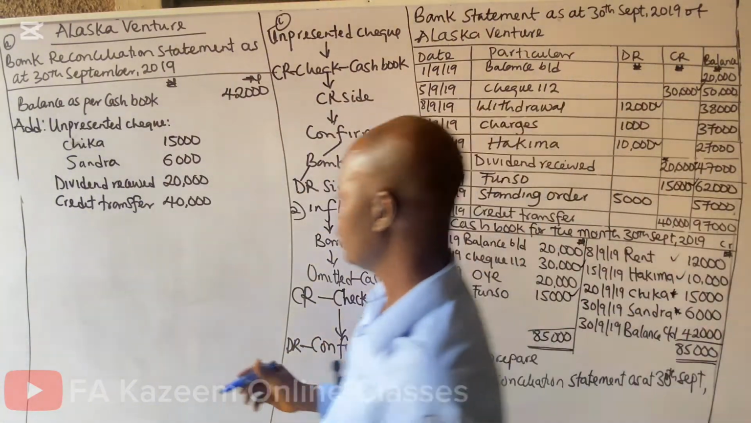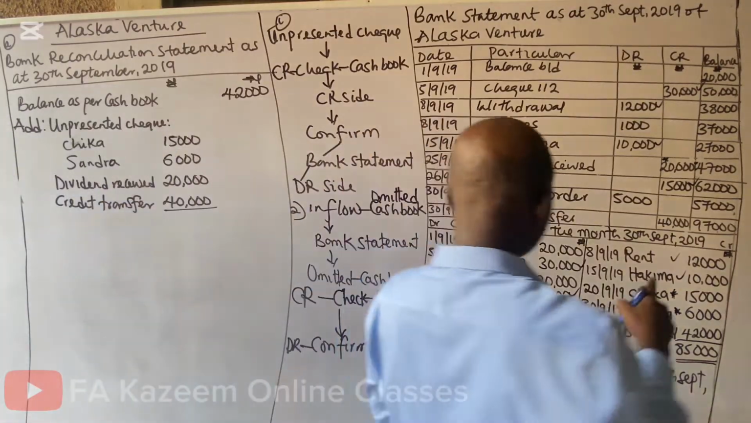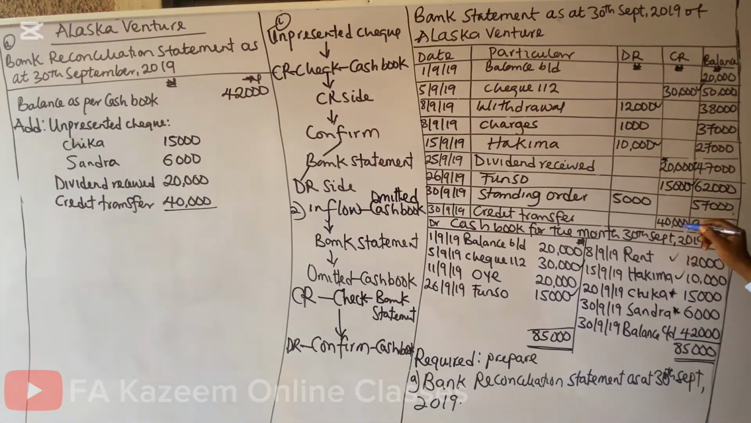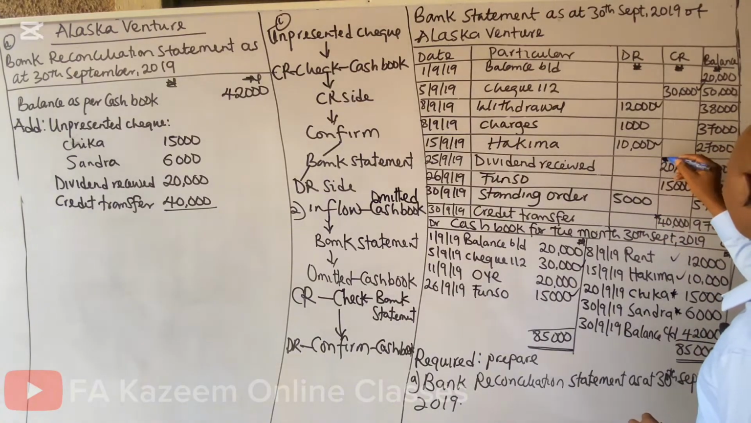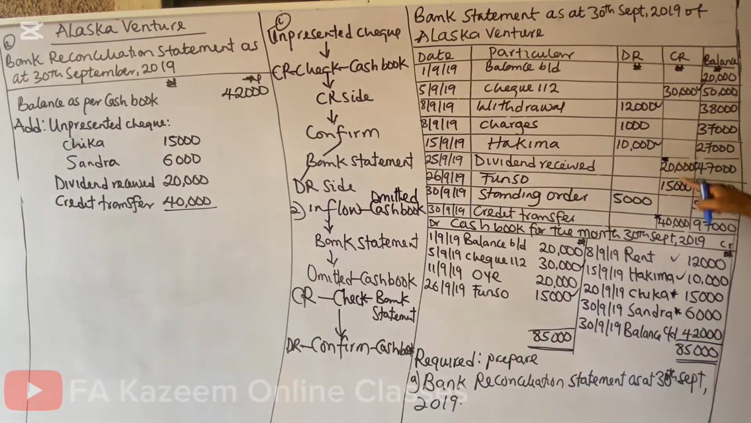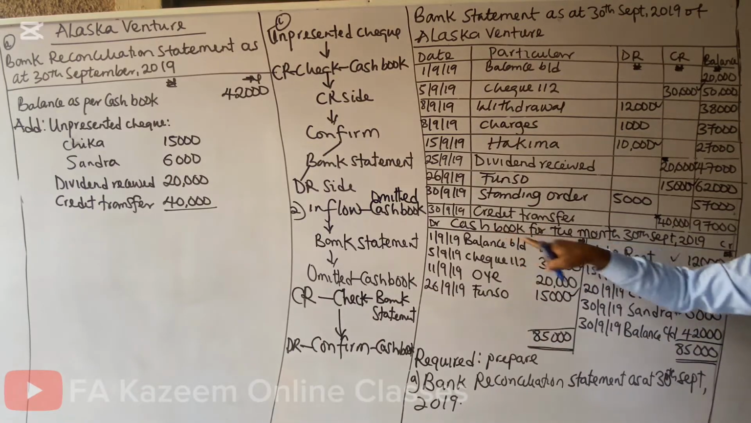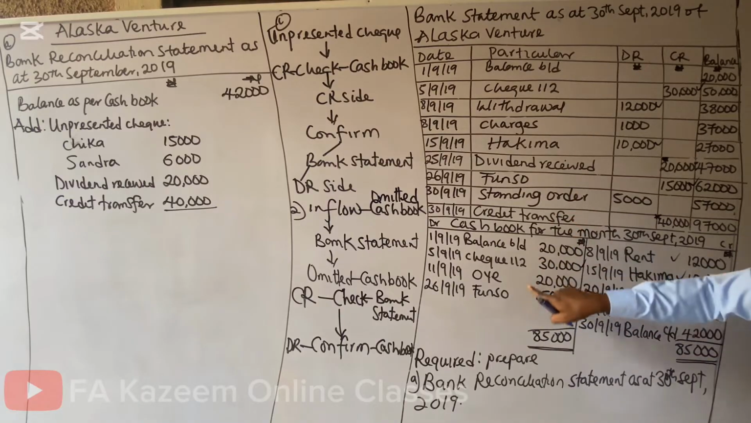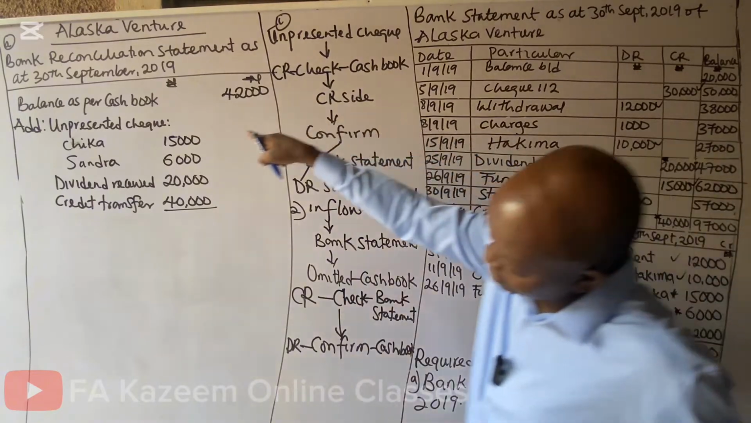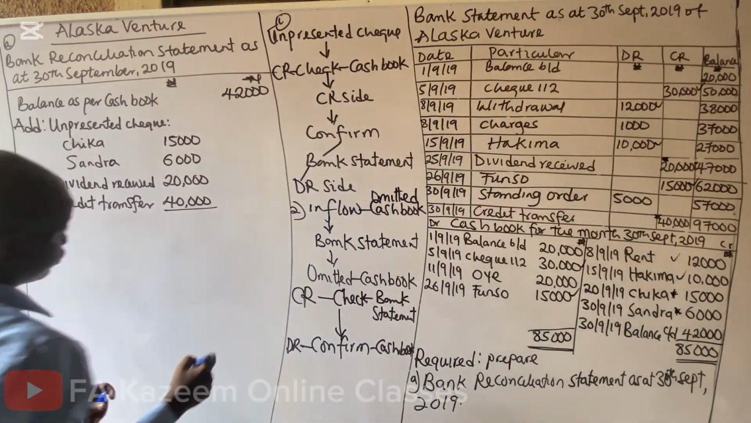Let's add it together, because after the credit transfer, we also discovered dividend received. These two are omitted in the inflow side of the cash book. And the inflow side is an addition. If it is not added on the debit side here, it will be added in the reconciliation. What do we have? Calculator.